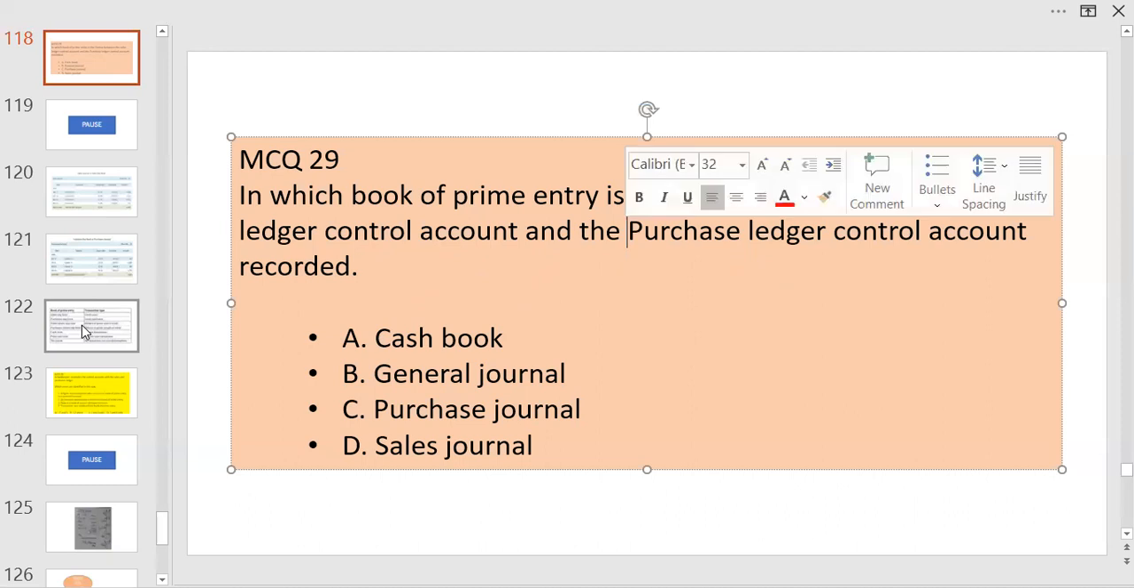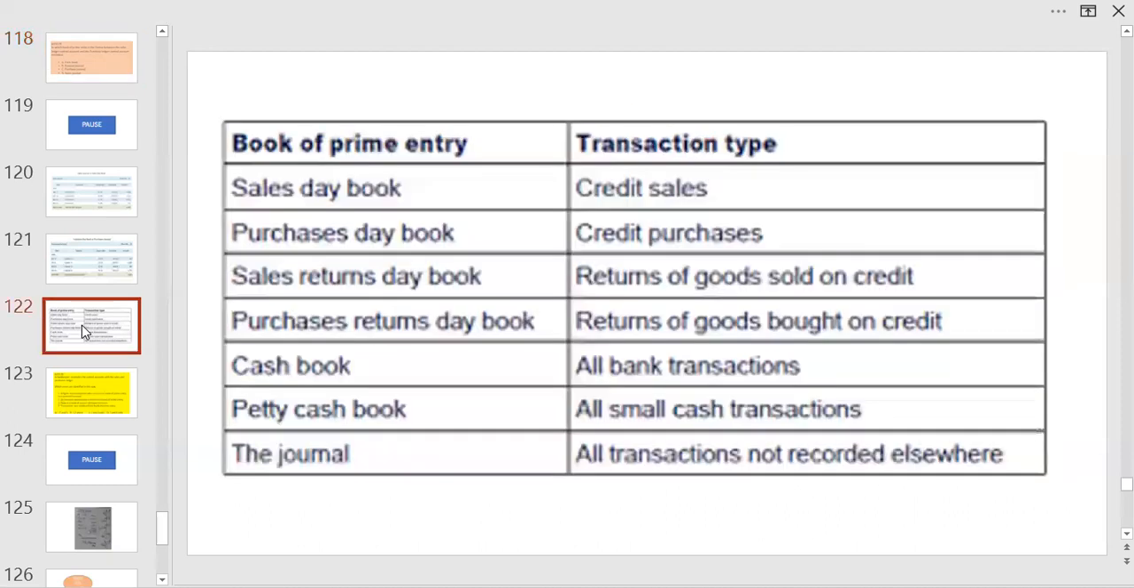Again, there is another slide which is usually prepared for the students for our normal Zoom classes, where some brief explanation is given. Sales day book or the sales journal is used only for credit sales. Purchase day book only for credit purchases. Sales return book, purchase return book similarly. Cash book for all cash and bank transactions. Petty cash for small transactions.